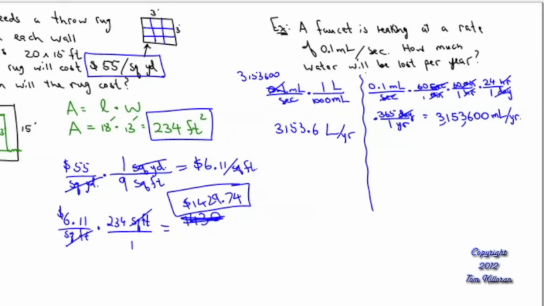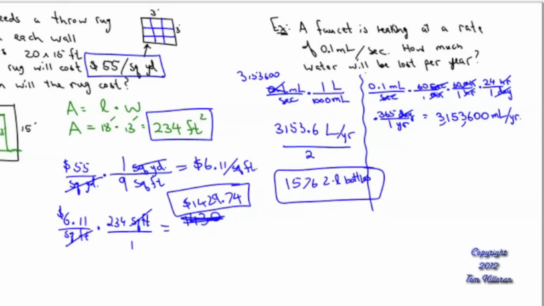I'm still not quite sure what that really means. What kind of volume in liters do we understand a lot about? 2 liters. I know how many 2-liter bottles. So how many 2-liter bottles is this? Well, to find out how many 2-liter bottles, you just take this and cut it in half. So how many 2-liter bottles of water did we just lose for the whole year? 1,576. 1,576 2-liter bottles.